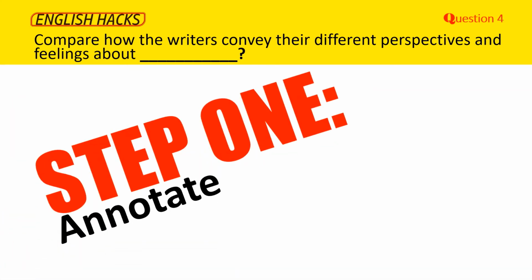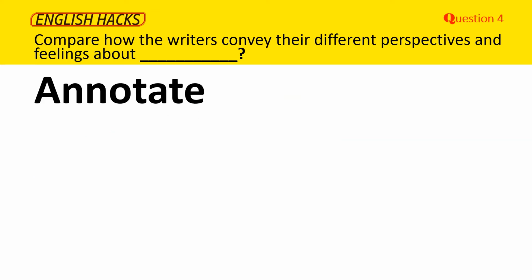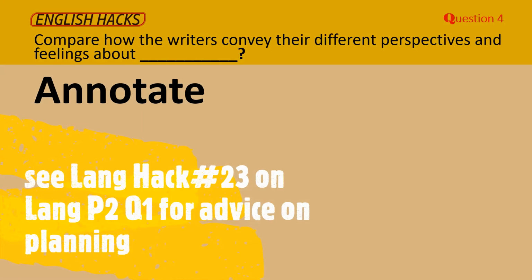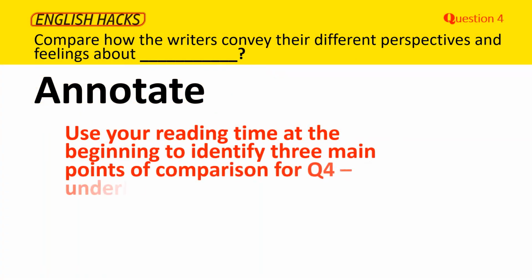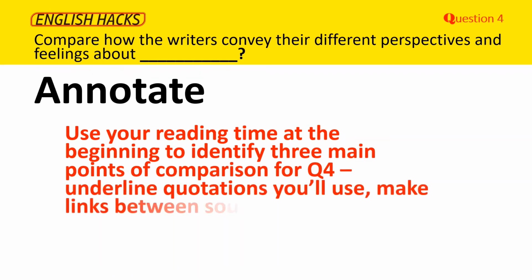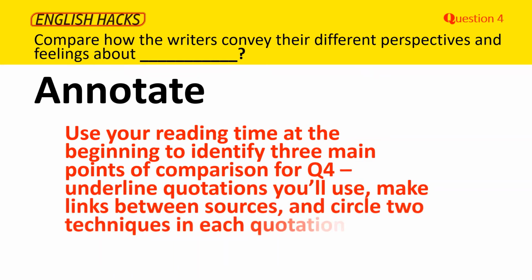So the first step is making sure that you get your annotations right so that you can write the answer easily. The key to this is making sure that you use your annotation and reading time at the start of the exam well. You might want to look at the English hack on question 1, which details this. During this time, make sure that you identify 3 main points of comparison for question 4. You'll be underlining the quotations you need to use, and you'll need to make links between the two sources, circling the techniques in each quotation.